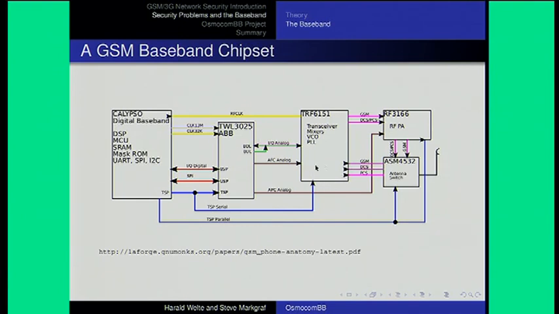Here we have the RF transceiver, mixer, VCO, PLL. That's the device that converts the analog baseband signal up into the respective frequency bands for GSM 900 megahertz or DCS, PCS 1800, 1900 megahertz, and so on. We have a power amplifier here that amplifies the signal when we transmit, and we have an antenna switch because there's only a single antenna.